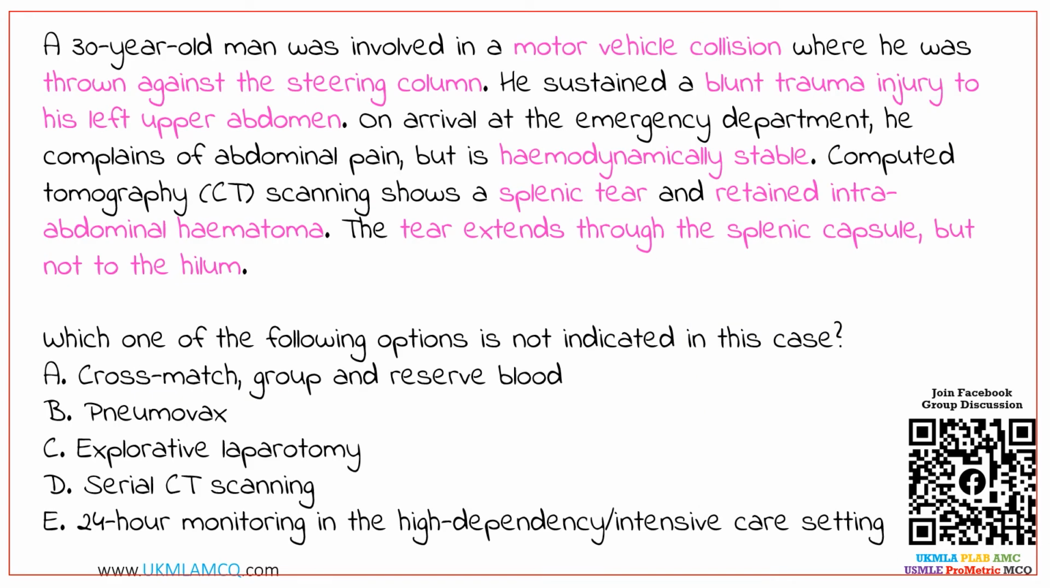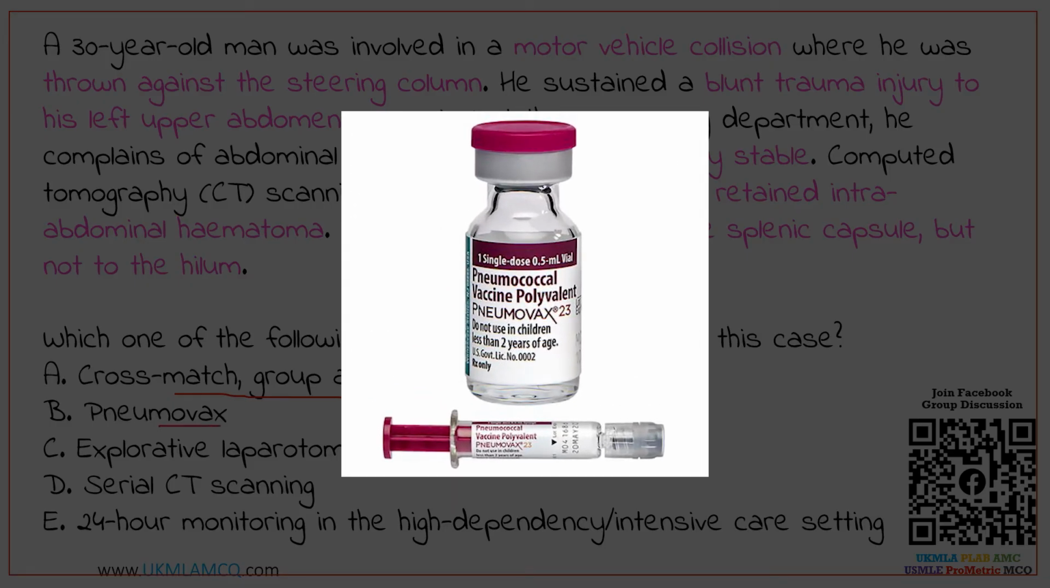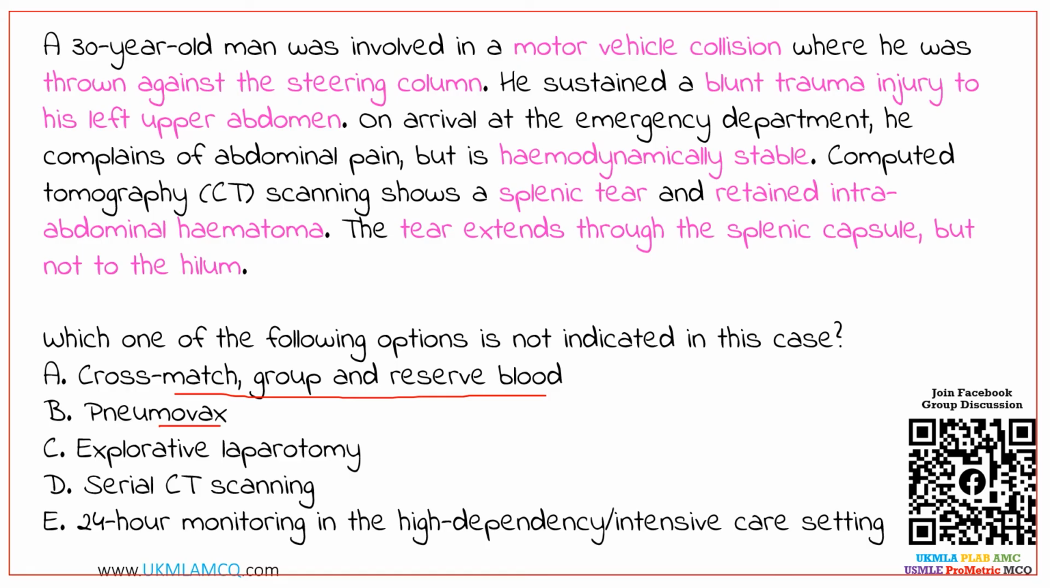So answer A is cross-match, group and reserve blood. Here there is a risk of major hemorrhage, so patients should of course be cross-matched according to the center's major bleeding protocol. Pneumovax is a vaccine against pneumococcus and meningococcus. So all splenic injury patients should receive vaccines against pneumococcus and meningococcus immediately, regardless of the extent of injury, as we discussed.